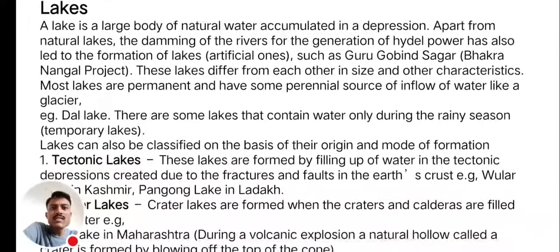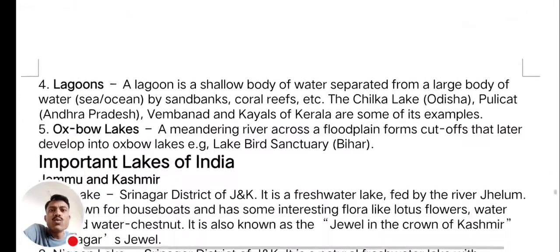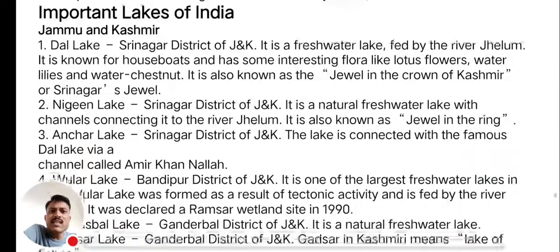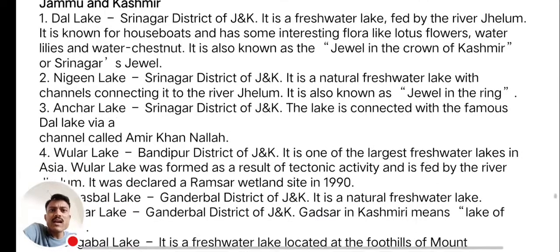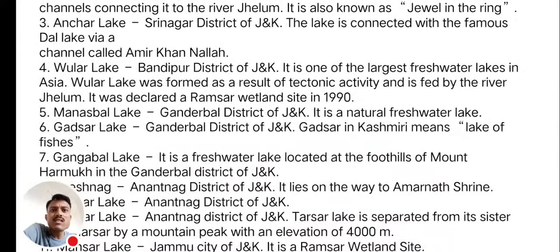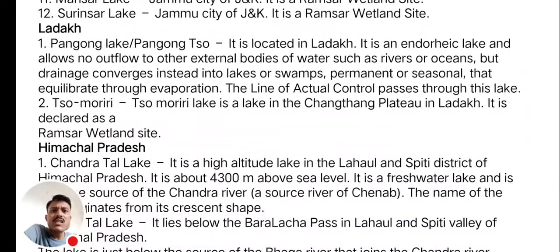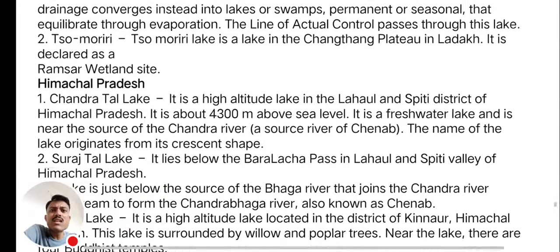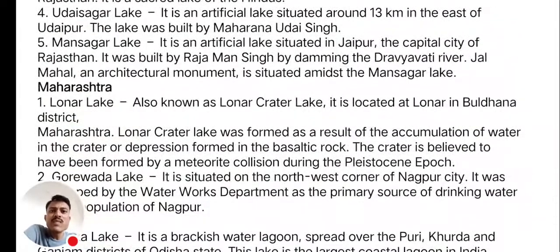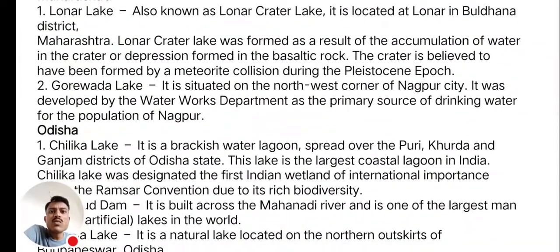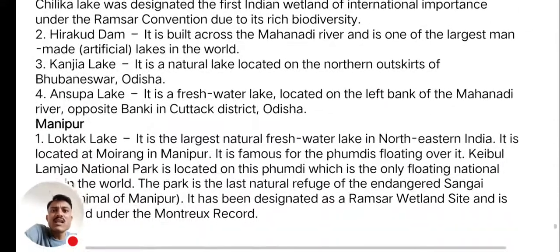Okay, now the lakes, which are the types of lakes, like tectonic lake, crater lake, glacial lake, lagoons, oxbow lakes. So important lakes in India, different important names of all the lakes are given, like Dal Lake, Nigin Lake, Anchar Lake, Wular Lake, Mansabal Lake, Gadsar Lake. All the lake names you can go through, and state wise, like in Ladakh which are the lakes, in Himachal Pradesh, Uttarakhand, Rajasthan, Maharashtra lakes like Lonar, Gorewada Lake, Odisha Chilika Lake, Hirakud Dam, Kanjia Lake, Ansupa Lake.